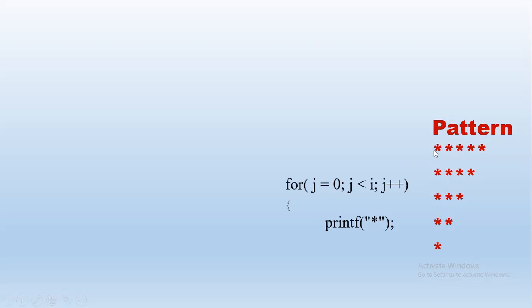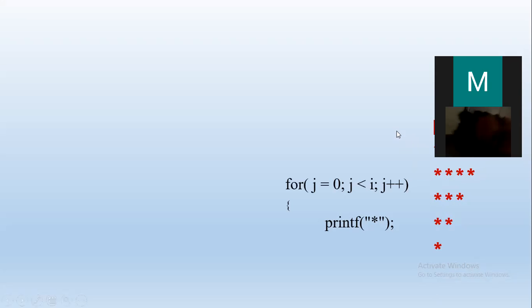So first we have 0, then 1, then 2, 3 and 4. If we have 5 stars, how do we count? 0, 1, 2, 3, 4 will make it 5 stars, right? So in this case, if the initial i value is 5, when we start from 0, the number counts from 0. So at 4 we get 5 values: 0, 1, 2, 3, 4.